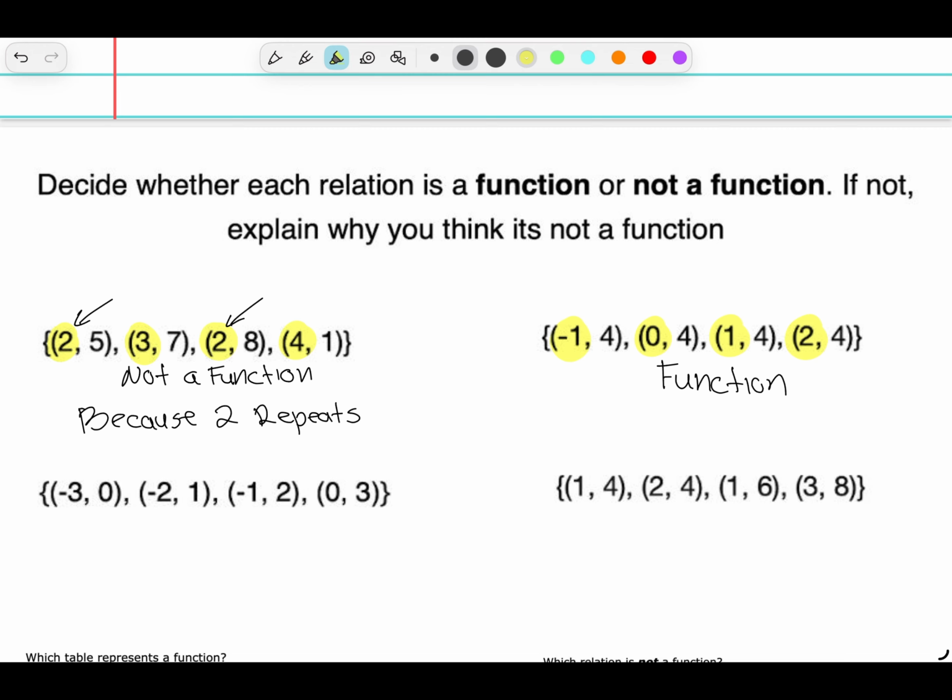Now, if we go to the third list, in this list we got x values of -3, -2, -1, and 0. Now, just looking at what we highlighted, none of those numbers are repeating. They're all different numbers, so this one would be a function.